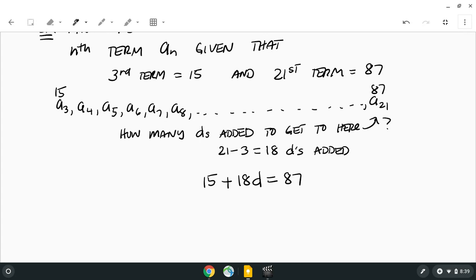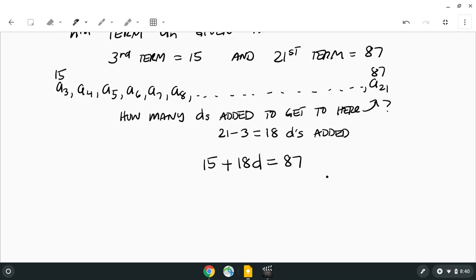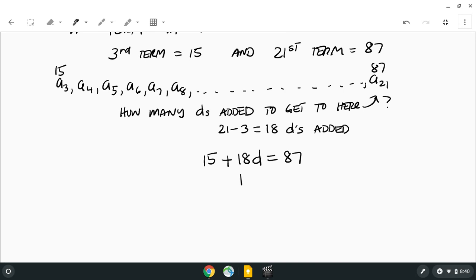So whatever your starting term is, you either added or subtracted d so many times to get to whatever other term you're dealing with. In this case, we're dealing with the third term, which is 15, and the 21st term, which is 87. And we know to go from 15 to 87, I needed to add d 18 times, right? We figured that out. And so from here, I can solve for d. Okay. So 18d equals 72. d equals 4.